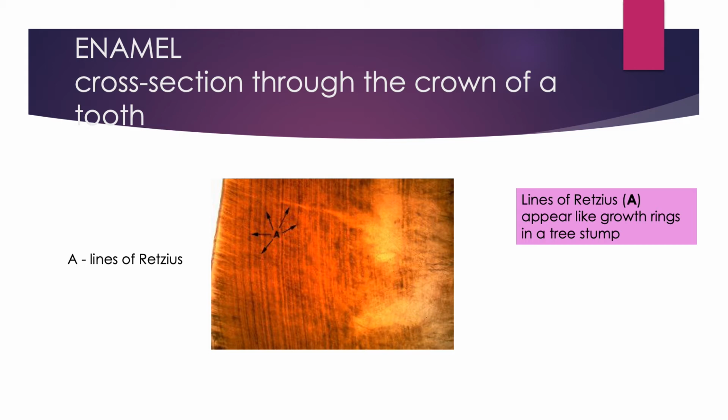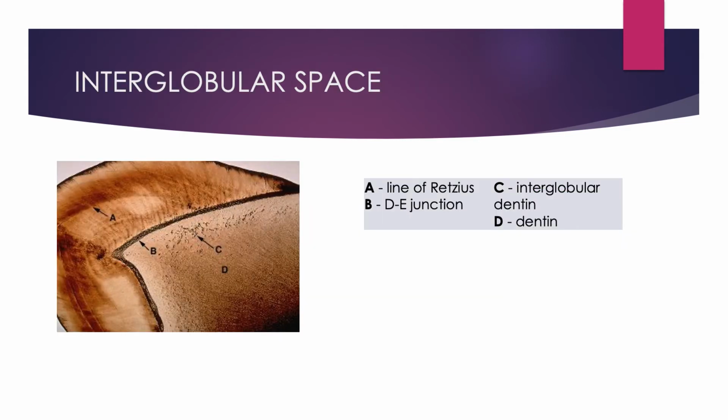Lines of Retzius appear like growth rings in a tree stump. Enamel is harder toward the free surface than toward the dentino-enamel junction. Enamel hardness depends on the degree of mineralization, the orientation of the enamel rods, the orientation of the crystallites within the rod, and the distribution of metallic ions which occur in trace amounts. Hardness of the enamel surface may be increased by the presence of fluoride ions.